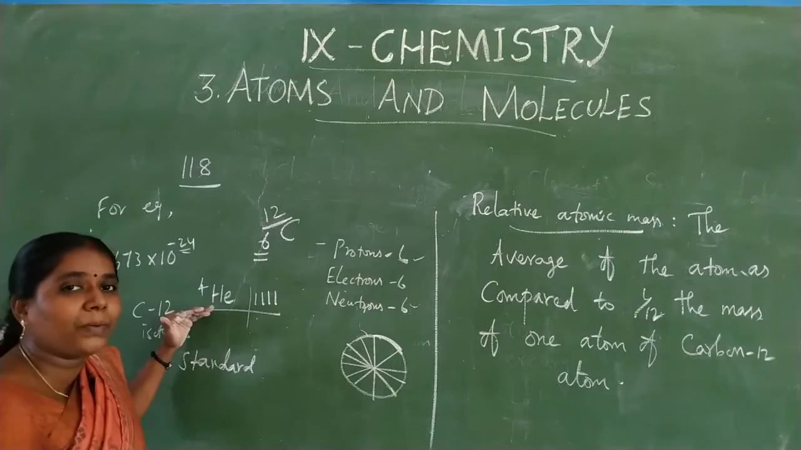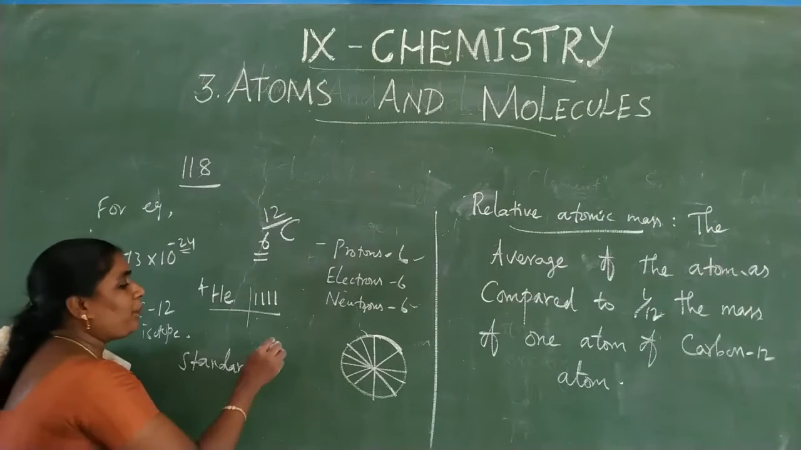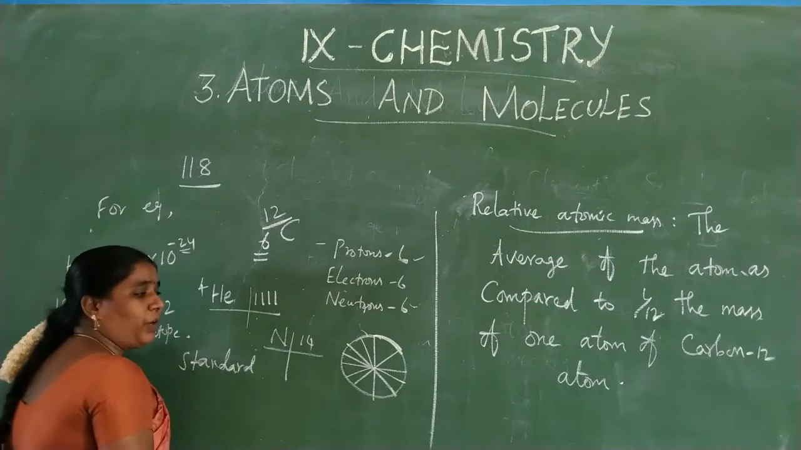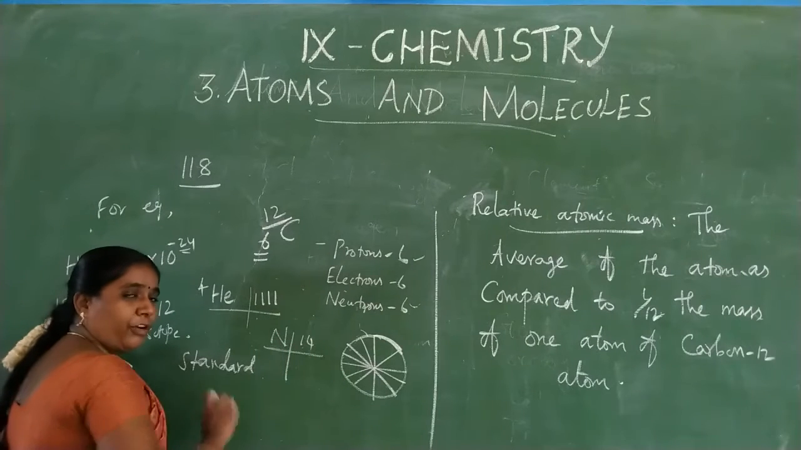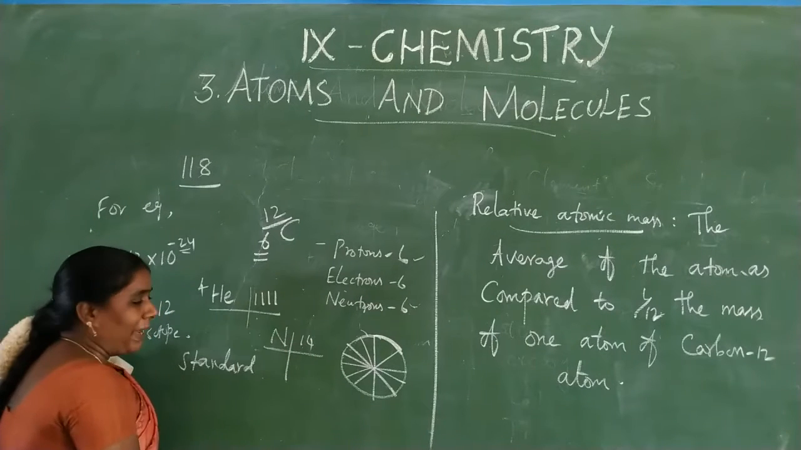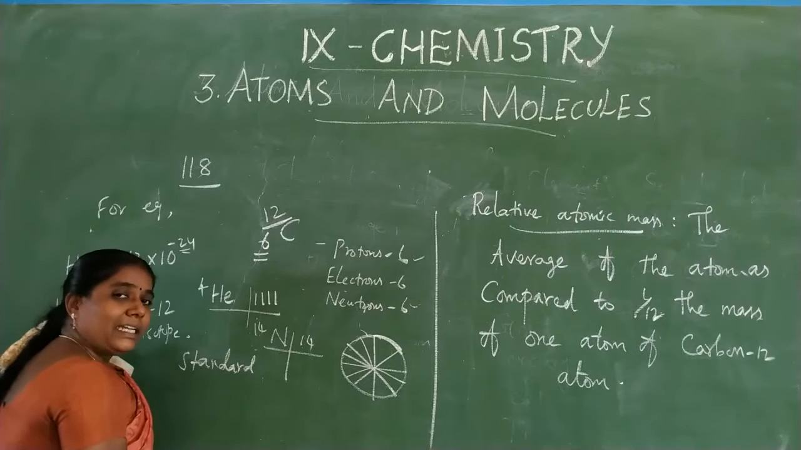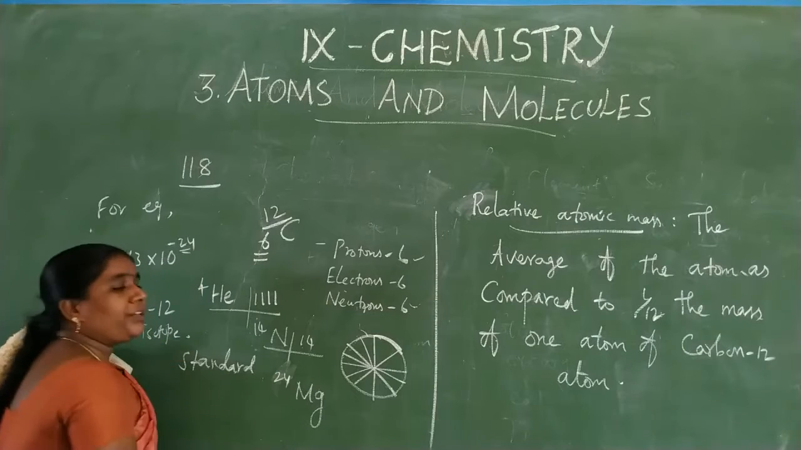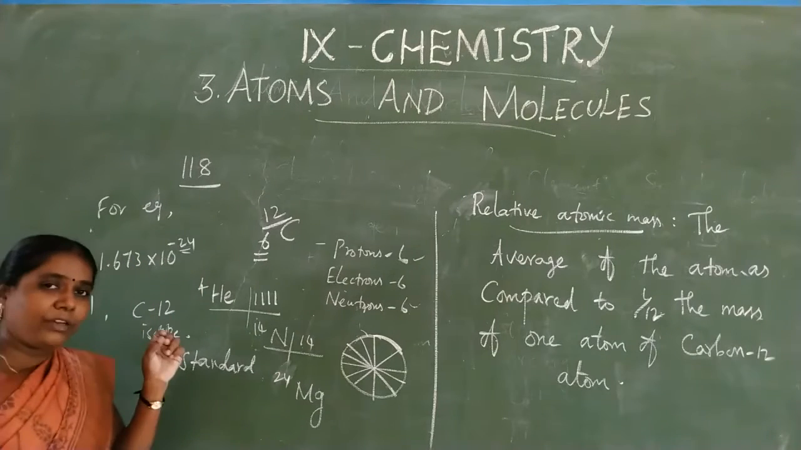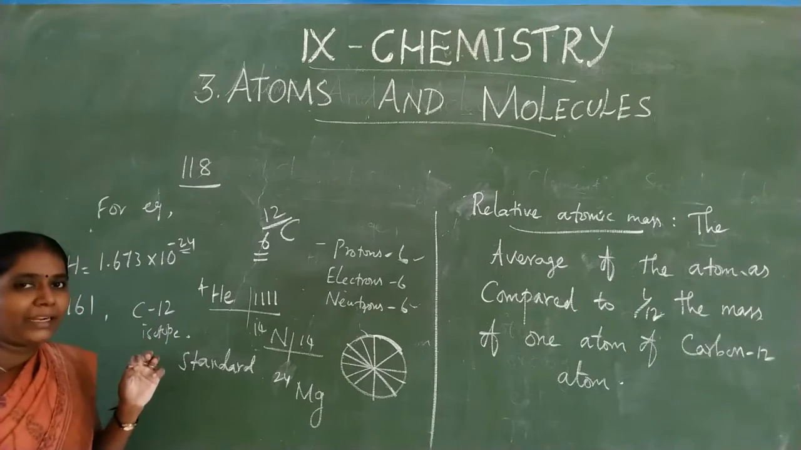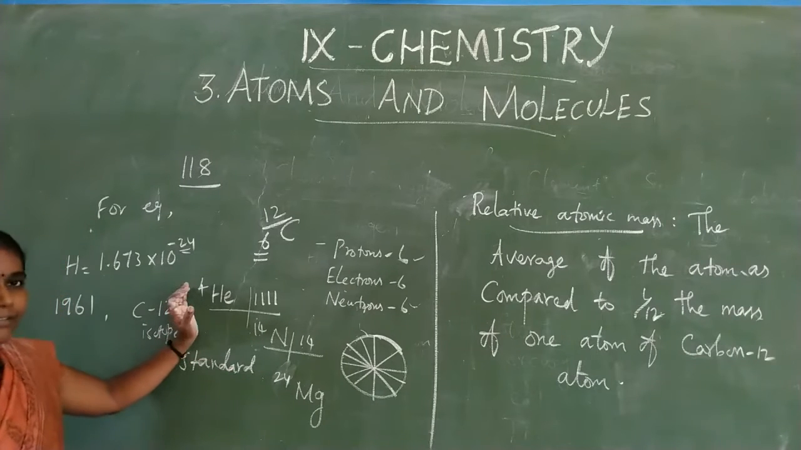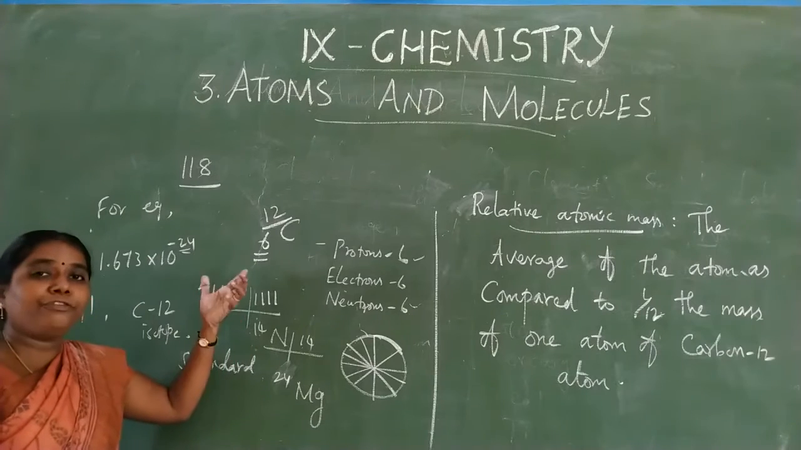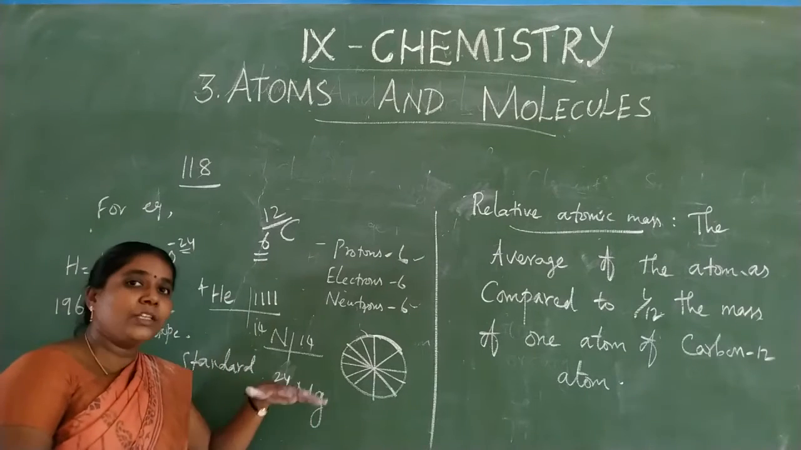So from this we can identify that 4 is the relative atomic mass of helium. Same like this, suppose we are taking nitrogen, we need to keep 14 parts, then only the nitrogen becomes balanced. So the mass of nitrogen is 14. Similarly for magnesium, we have to keep 24 parts, then the mass of one atom of magnesium gets balanced. So the relative atomic mass of helium is 4, of nitrogen is 14, and of magnesium is 24.